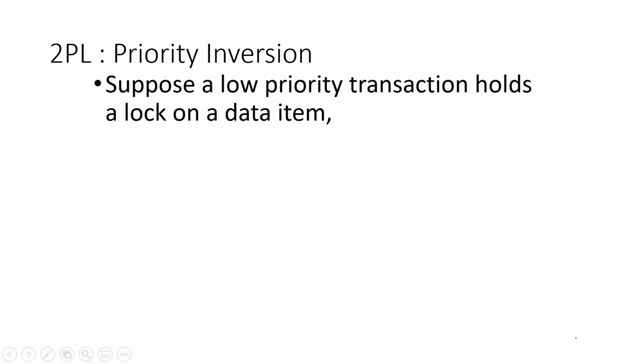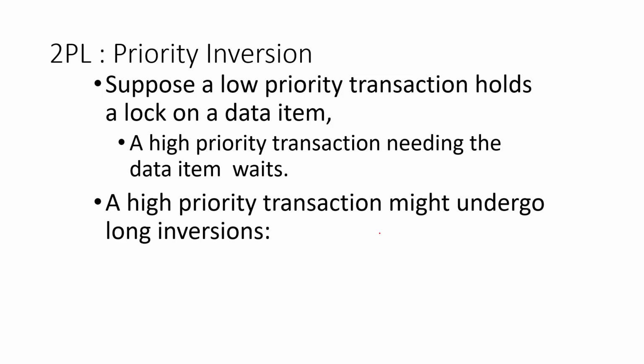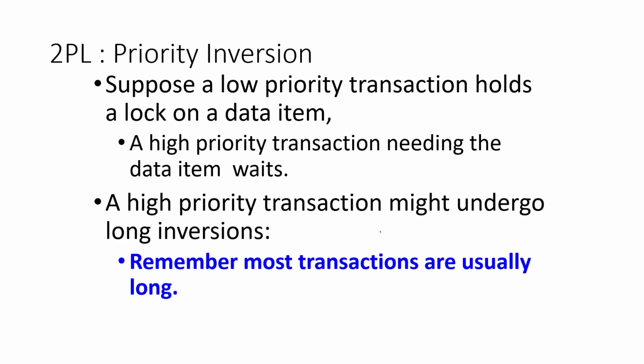So, of course, priority inversion is a problem with two-phase locking. It's possible for a low priority transaction to hold a lock on a data item and for a high priority transaction to wait. Because transactions are usually very long, the high priority transaction may wait for a very long time.